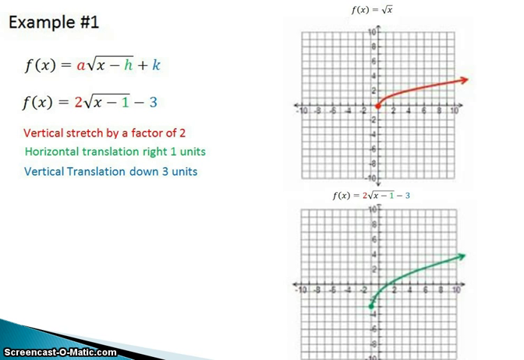Now there is a mistake on this graph. This was horizontally translated to the left one, but it should have been horizontally translated to the right one. So it should be right about there at x equal 1. So please forgive me my mistake on this. And finally, this graph was vertically translated down 2 units.